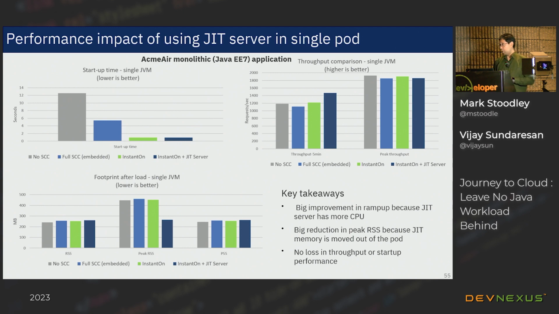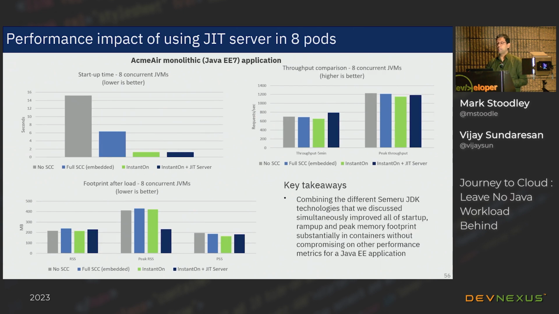And then the other thing to note is the graph in the middle and the bottom. That's the peak RSS. So the peak memory went down dramatically with the JIT server because the peak memory was actually being consumed by the JIT. Now that the JIT is outside the container, the peak memory usage goes down dramatically as well.